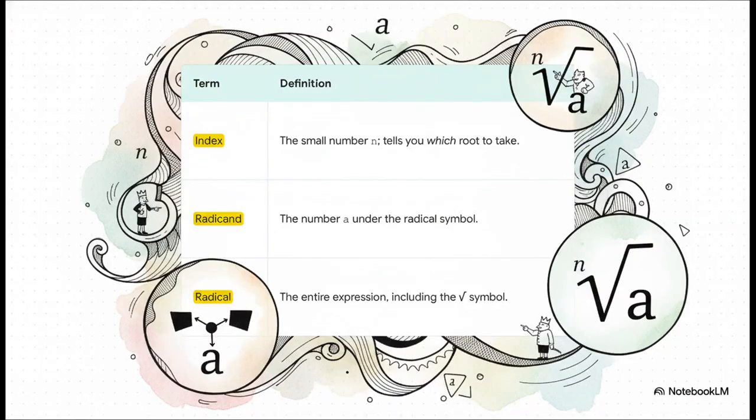Now, to talk about these things properly, we need to know the lingo. That little n is called the index. Think of it as the boss. It tells you exactly which root to find. The number under the symbol, that's the radicand. And the whole thing together, that's called the radical. Getting these terms down just makes the conversation so much smoother.